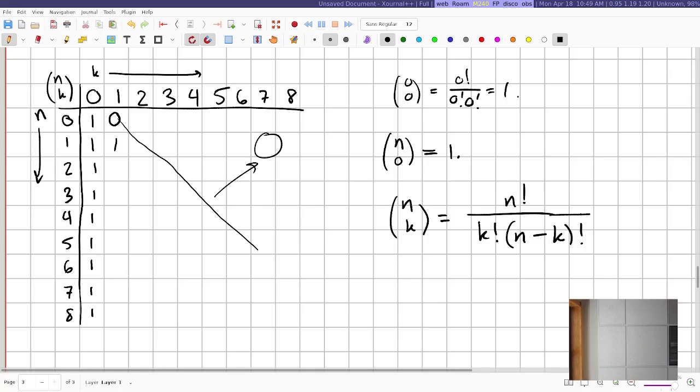I did 4, 4. Okay, 4, 4. What did you get? 1. Okay. What else, Mason? I did 4, 2. 4, 2 is 6. Okay. Olivia? I did 3, 2, and I got 3. Okay. I did 5, 5, and I got 1. 5, 5, you got 1. Okay. Garrett? I did 5, 3, and I got 10. Okay. Any others that anyone has done so far?